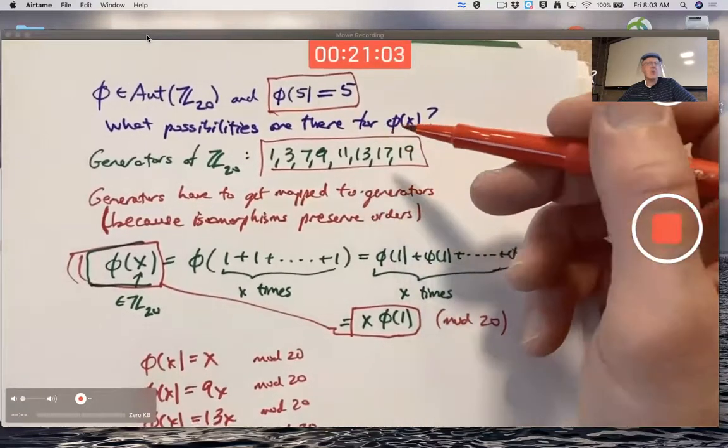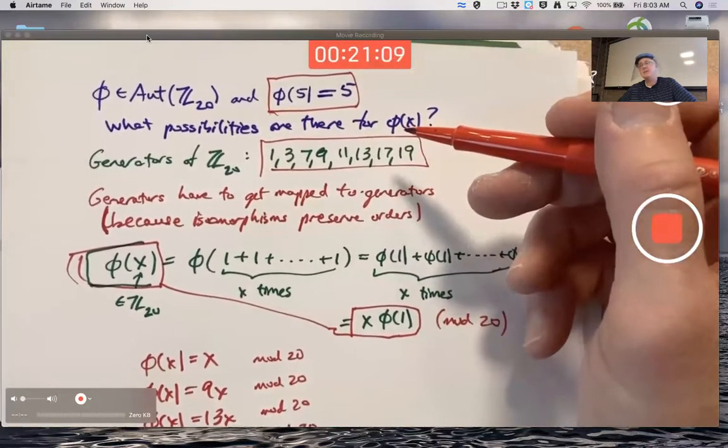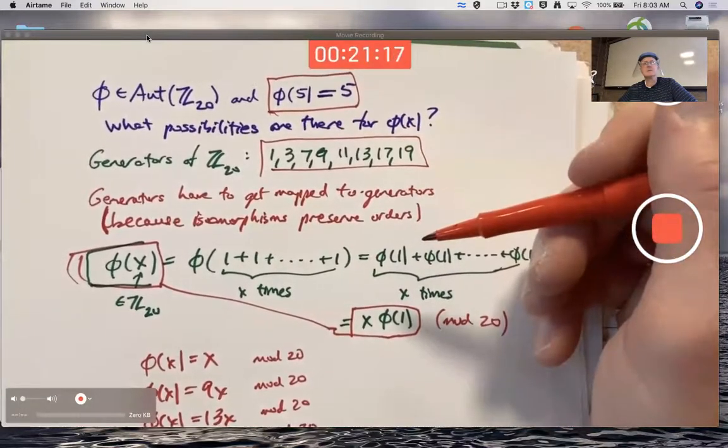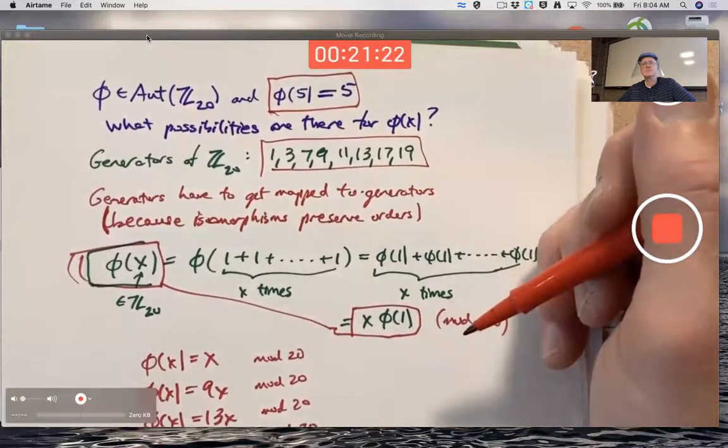5 has order 4 in Z20, right? Because 4 times 5 is back to 0. 15 also has order 4. 4 times 15 is the first multiple of 15 that gets you back to 0 mod 20. Isomorphisms have to preserve orders.